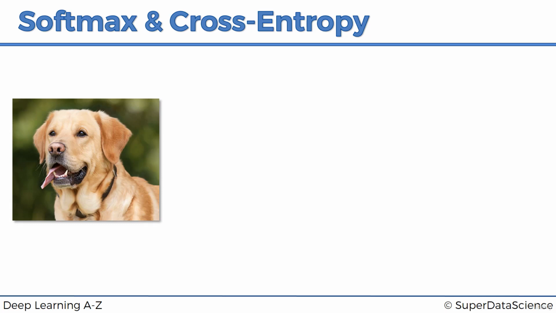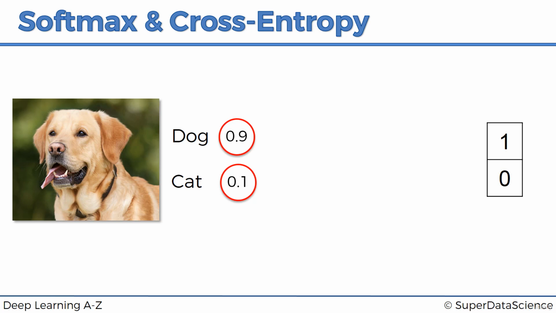So let's say we've put an image of a dog into our network. The predicted value for dog is 0.9, and this is during training, so we know the label that it is a dog. The predicted value for cat is 0.1. Then here we have the label, so we know it's a dog because this is training: 1 for dog, 0 for cat.